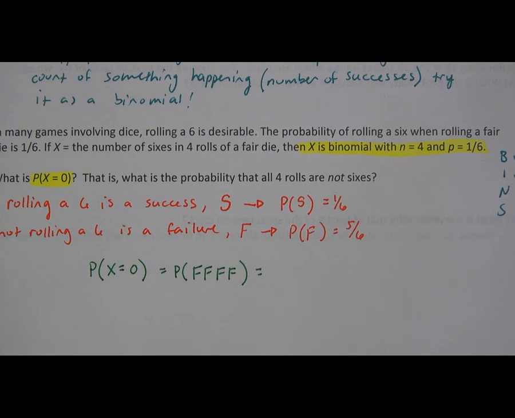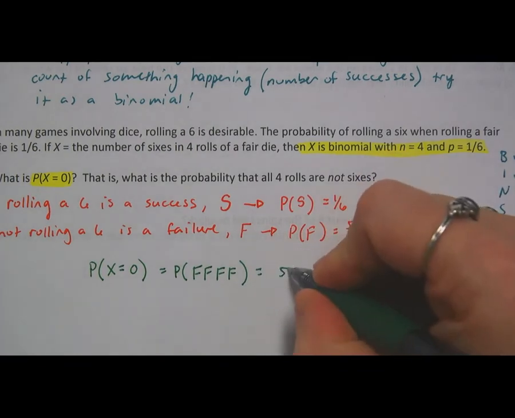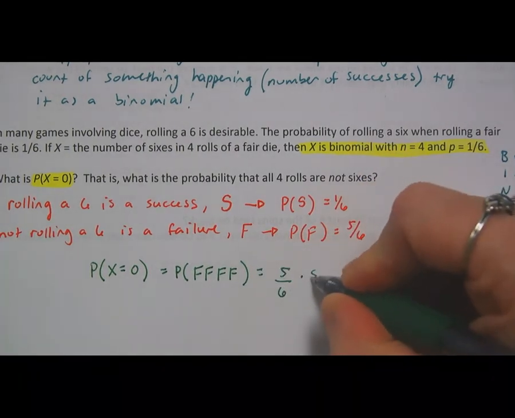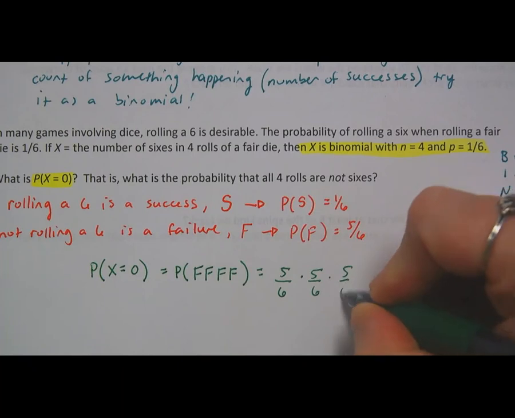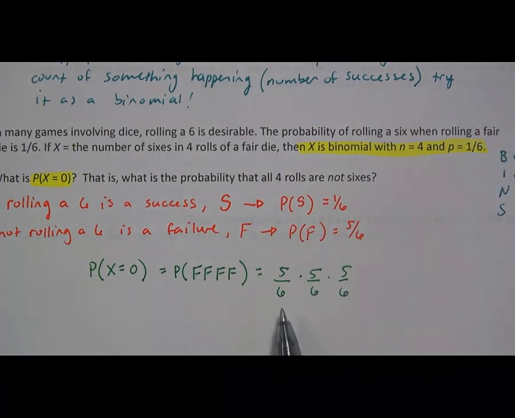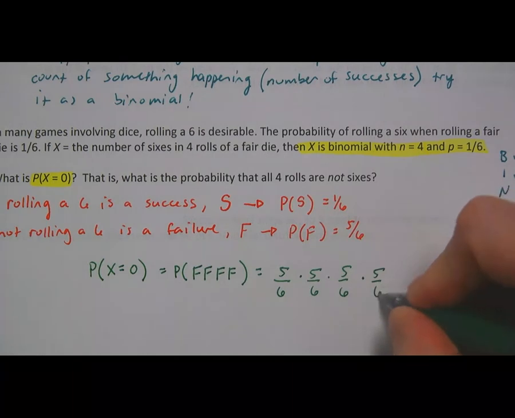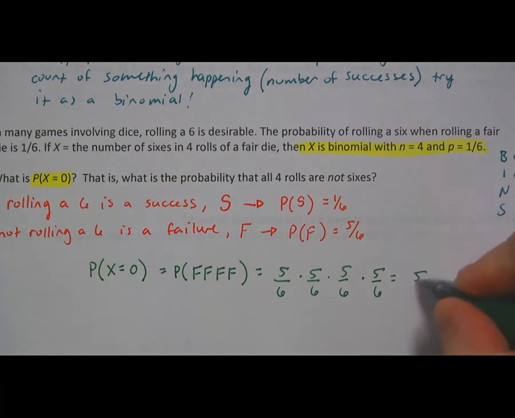There's an old rule that says this: if you want to know the probability of 4 things happening and they're independent of each other, then you just multiply the probability of those each happening. So I can multiply the probability that the first one is a failure times the probability that the next one is a fail times the next one is a fail times the next one is a fail. And we would write that as 5/6 to the 4th power, which would give us 0.482.